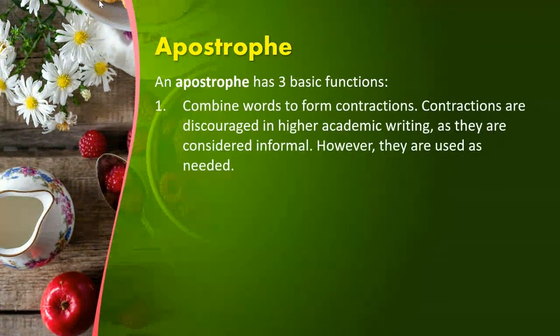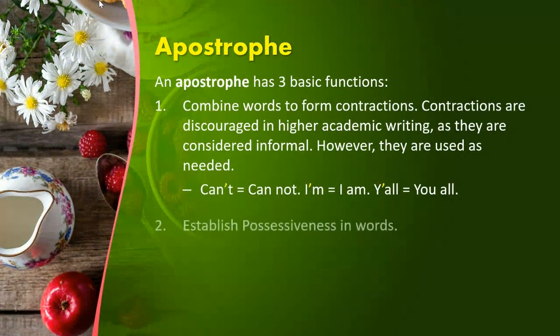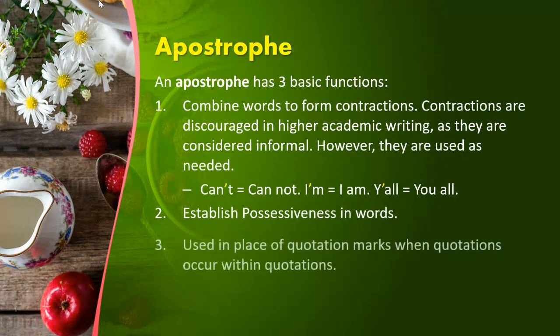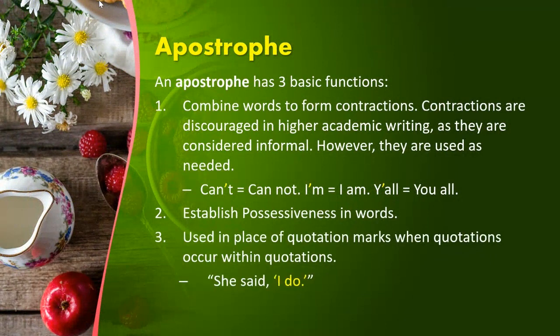There are 3 basic functions of an apostrophe. One basic function of an apostrophe is to combine words to form contractions. Usually, academic writing will discourage the use of contractions since they may be considered informal. However, they are used as needed.